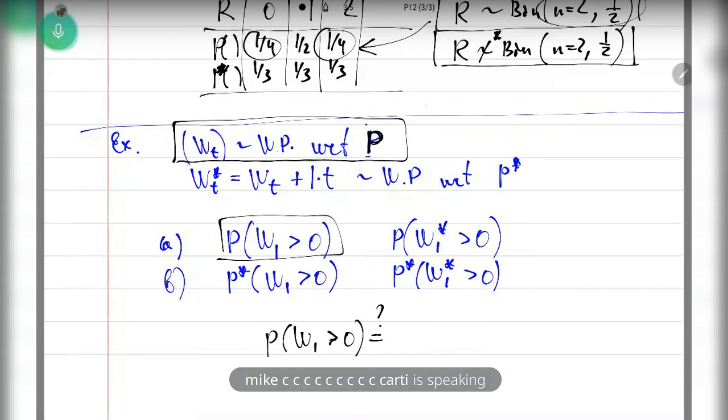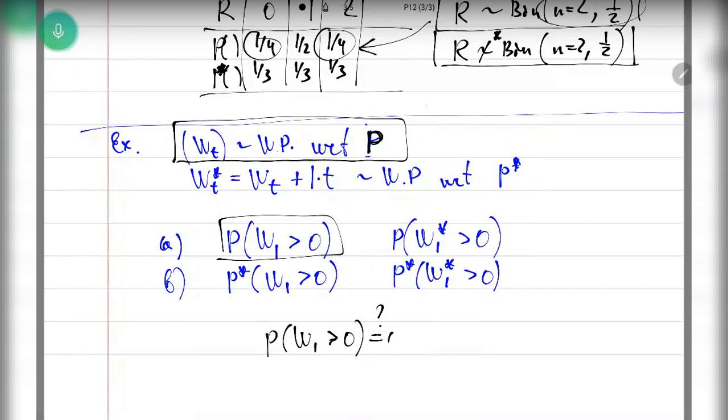Maybe 0.5. Exactly, that's 0.5. Because I said that WT is a Wiener process. So W1 has a normal distribution. If I use probability P, it has a normal distribution with mean 0 and variance 1. Okay. Now, what about the probability that W1 star is bigger than 0?